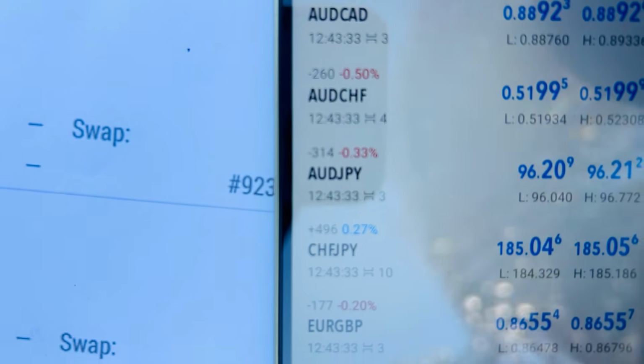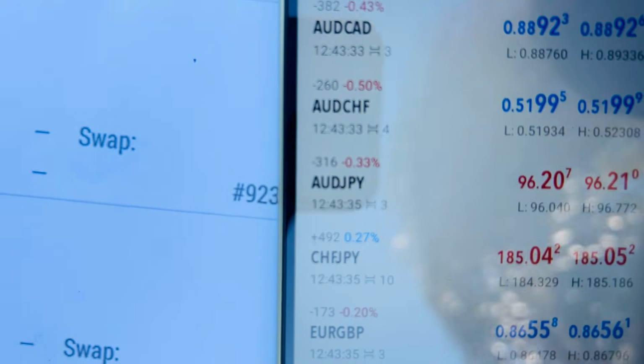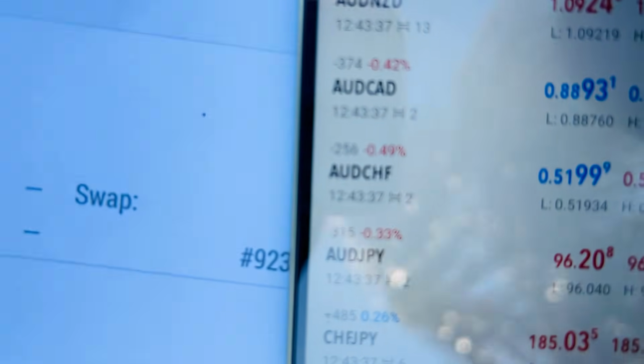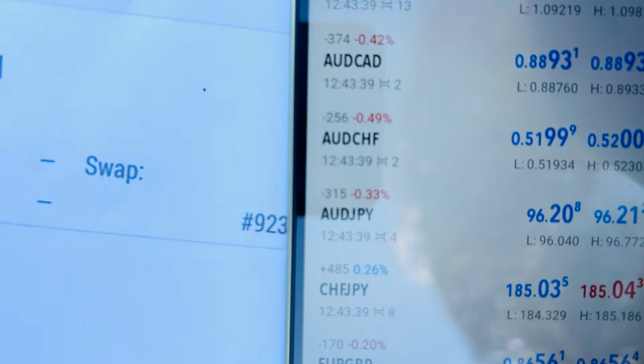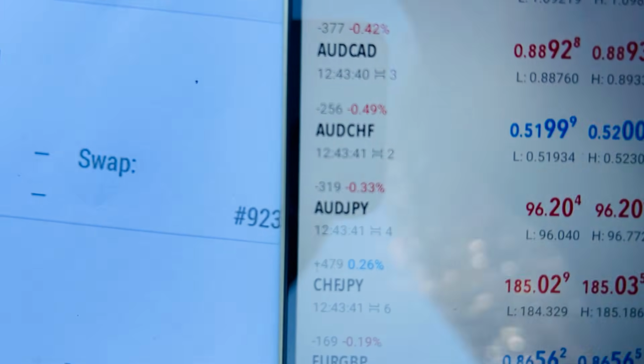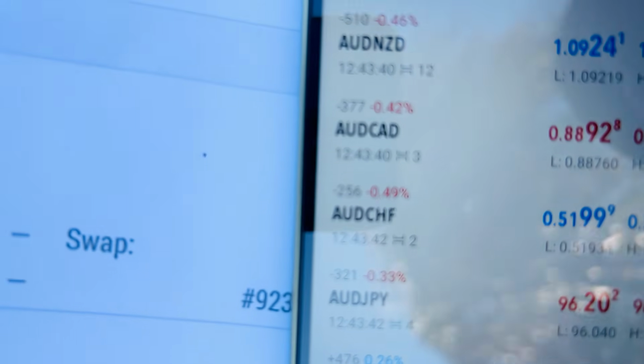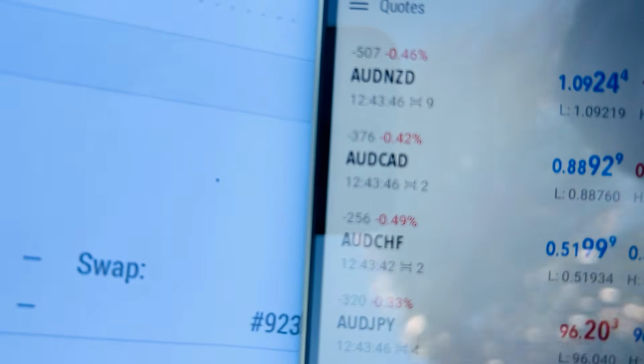Now that you know why trades start in red when you click buy or sell, don't ignore the spread, leverage it.